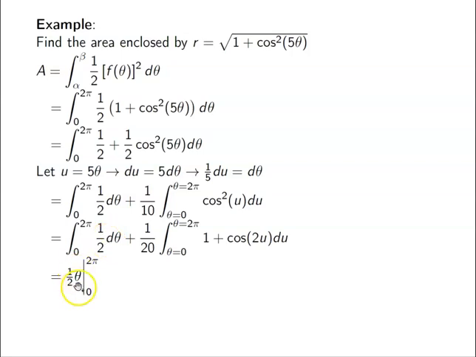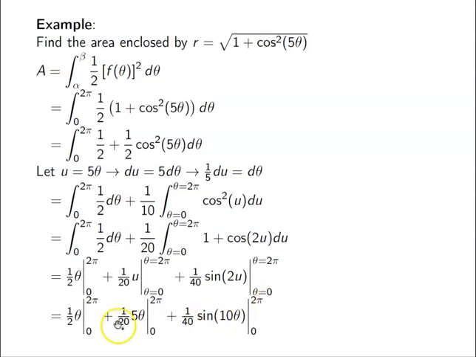Okay, so this goes to 1/2 theta from 2 pi to 0. This here, I'm in u now. Okay, so that's why I keep these thetas here to remind me to go back. And then we know that this is 1/2 sine 2u. Okay, and then there's a 1/20 here as well. Okay, and so the 1/2 made that 1/40 from 2 pi to 0. And we resubstitute in our 5 theta for u.